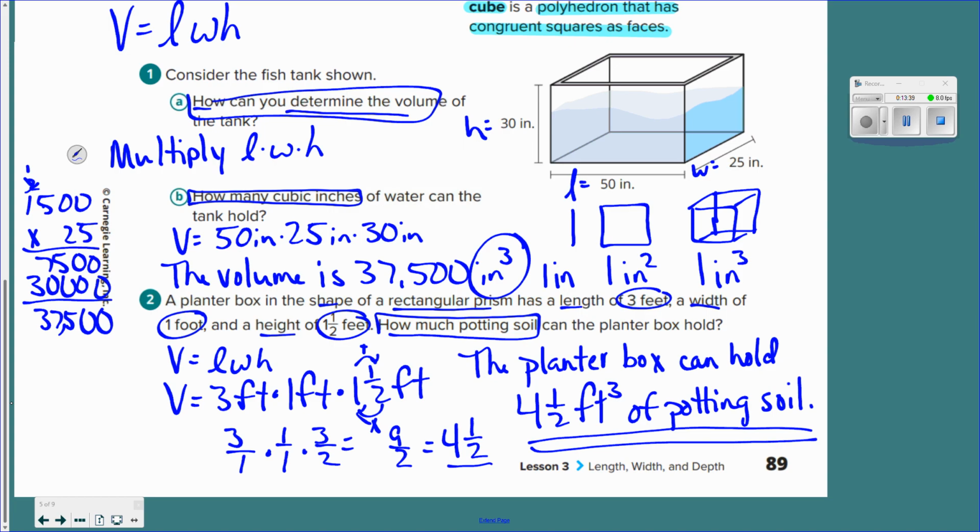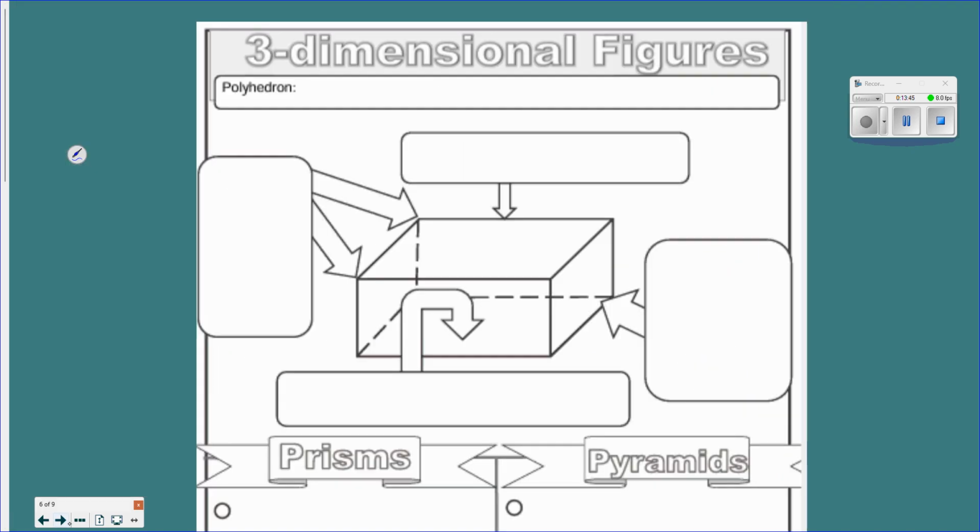Okay, let's go to our packet. Packet here, you guys.